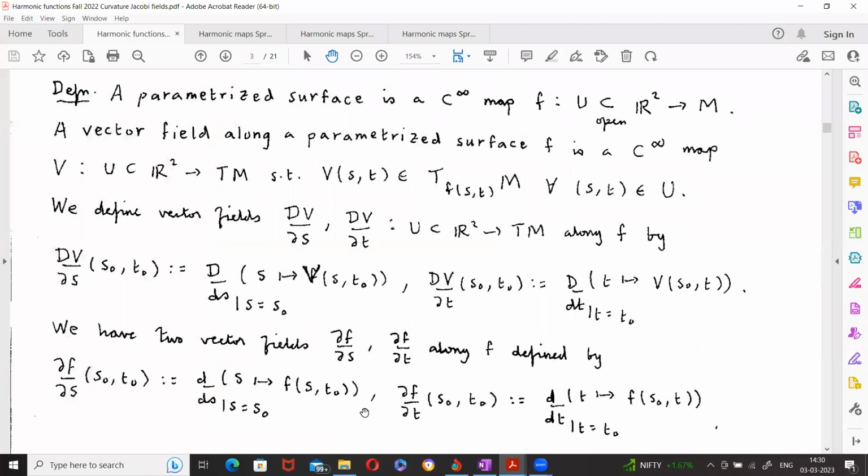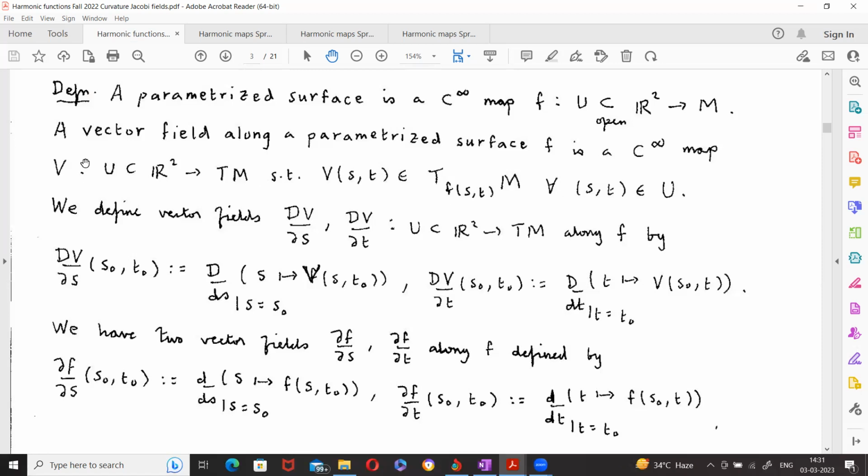It'll be useful to introduce the notion of what's called a parametrized surface in a Riemannian manifold. That will just be a smooth map from an open set in R2 into the manifold. Now, just like we had the notion of a vector field along a curve, similarly we have the notion of a vector field along a parametrized surface F. This will be a smooth map V from the domain of the parametrized surface in R2 into the tangent bundle TM, such that the vector V of (s,t) belongs to the tangent space at F of (s,t).